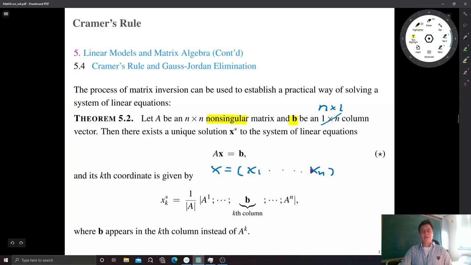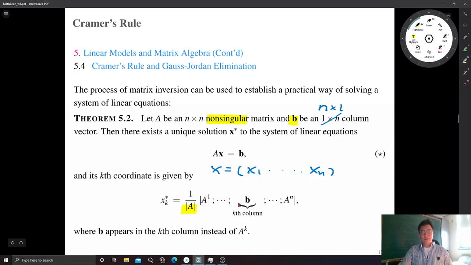And if we are not interested in the entire solution, but in one specific solution, say the kth solution, xk star, Cramer's rule tells us we don't have to compute the entire inverse matrix of A. The only thing we have to do is compute the determinants of these 2 matrices.